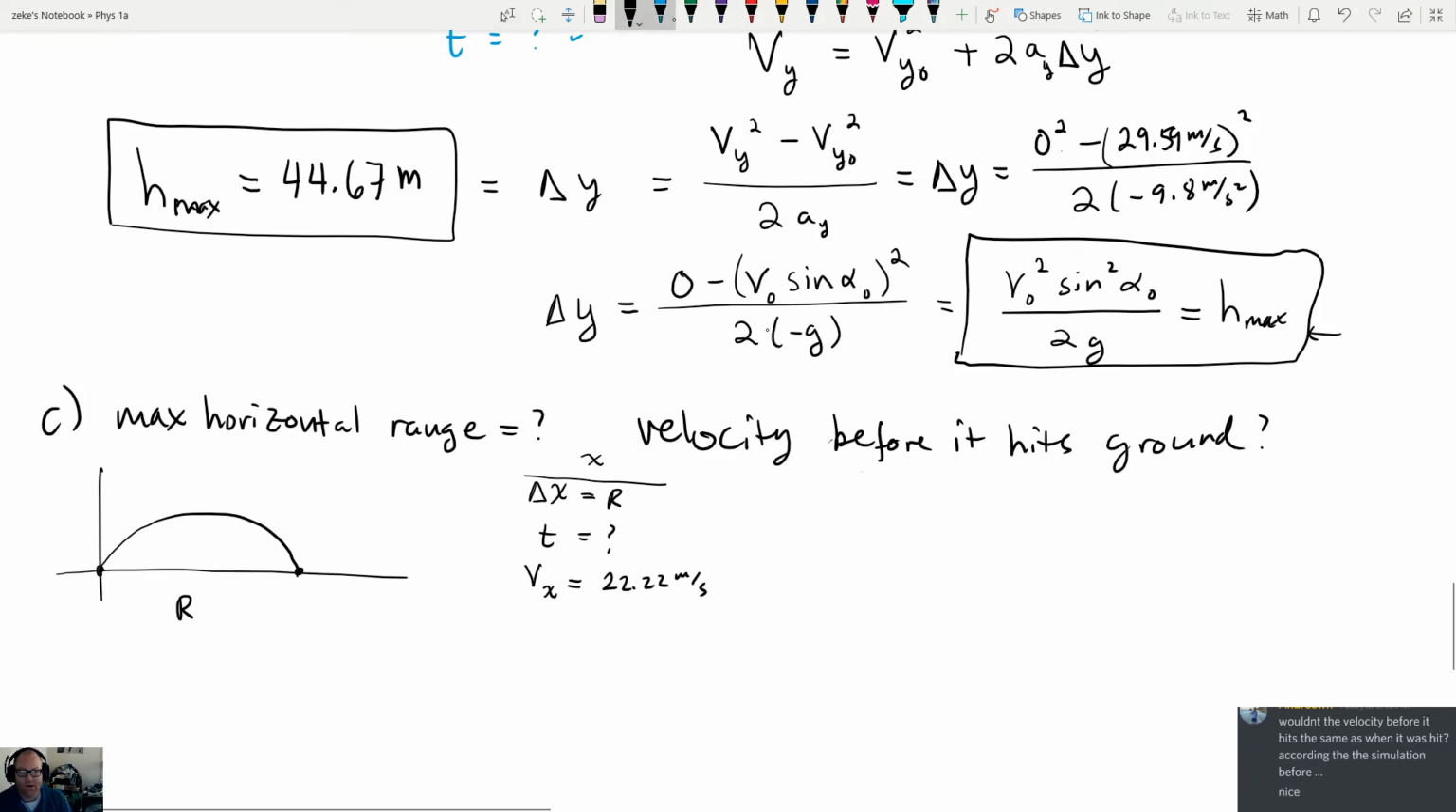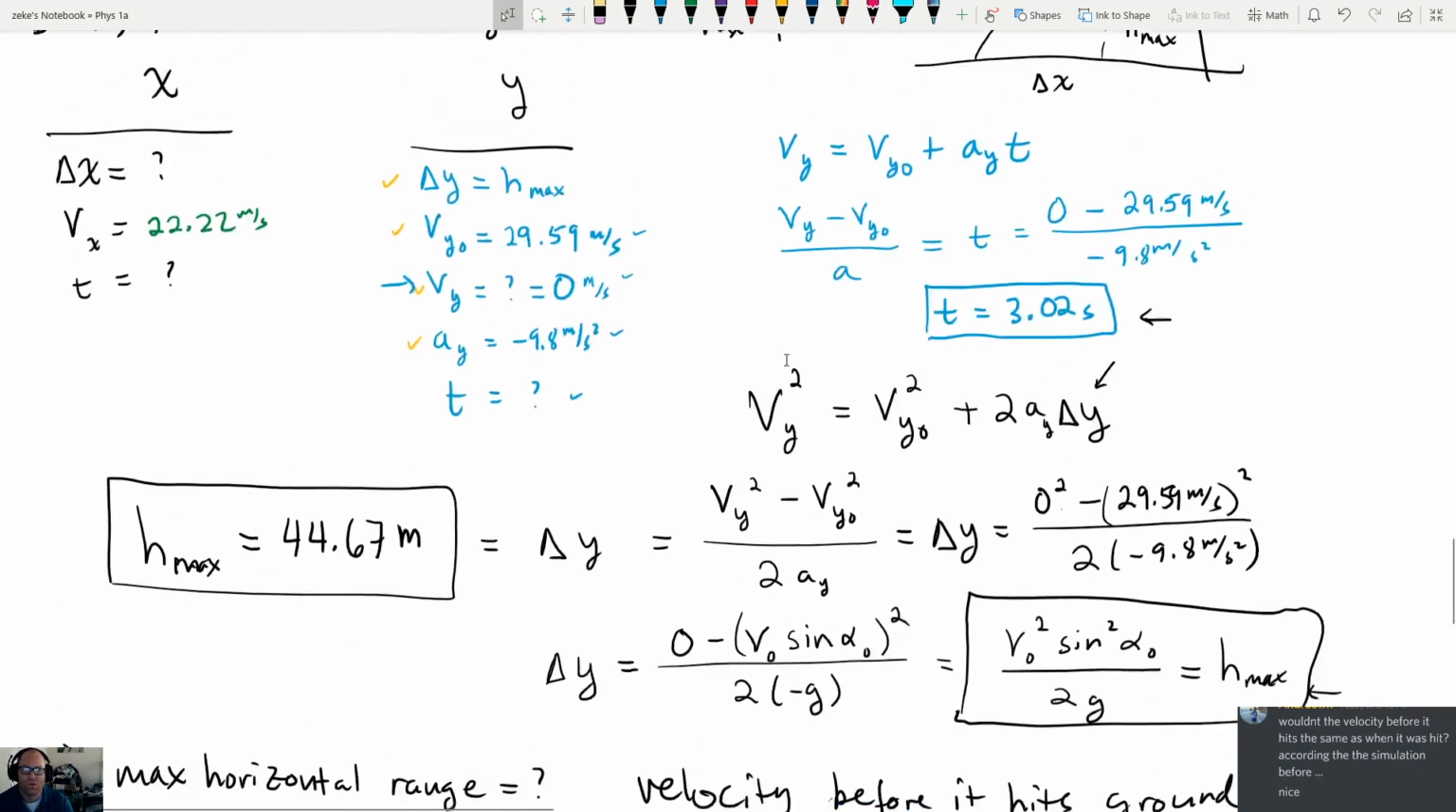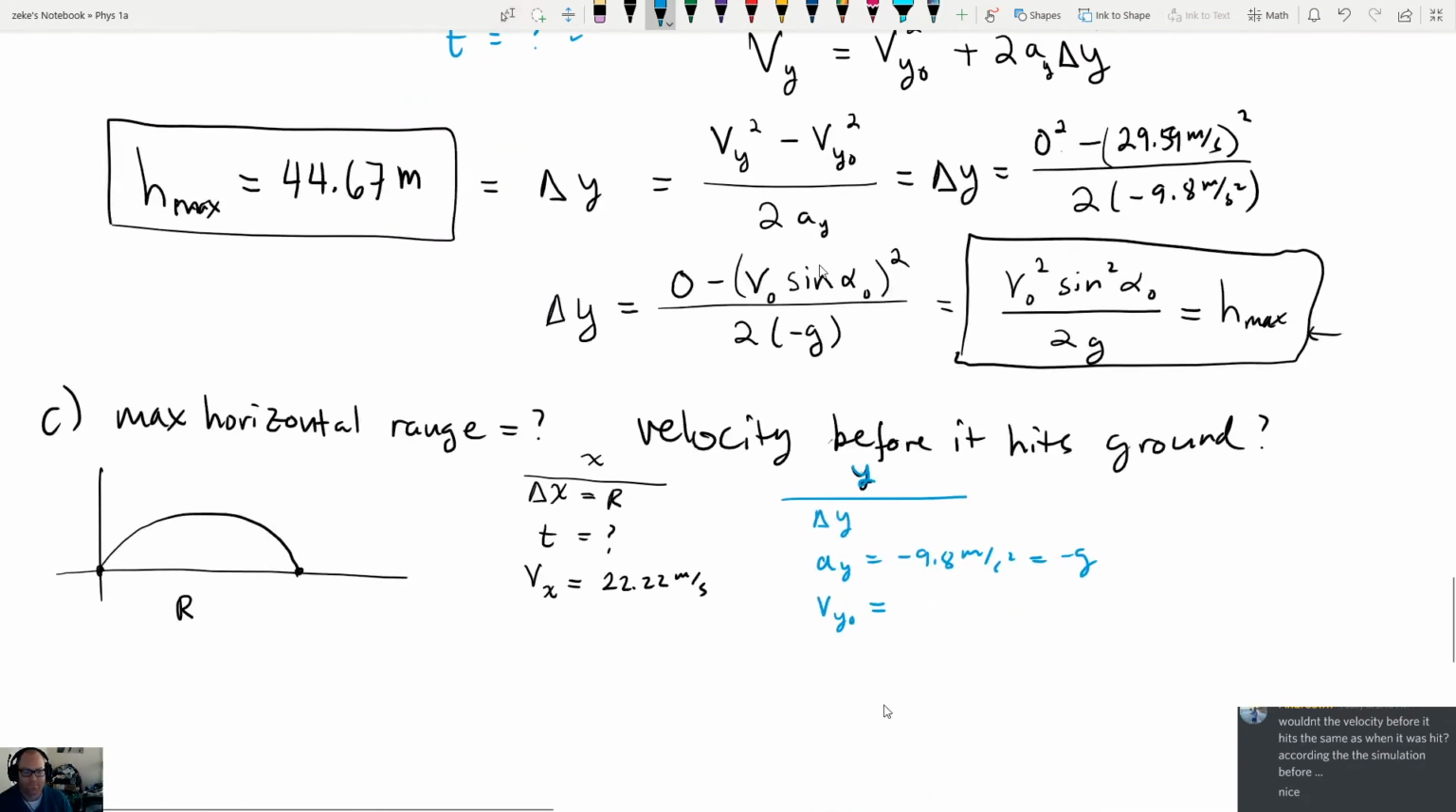Okay, y direction, let's use a different color. So y direction, we got delta y, we've got ay, which is negative 9.8, or just negative g, which we might use. Vy initial is 29.59.